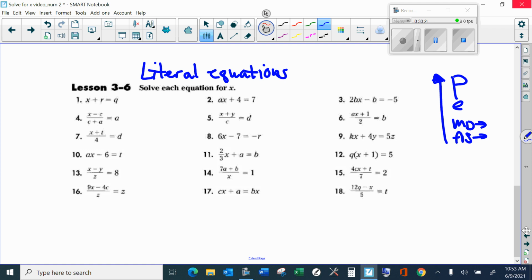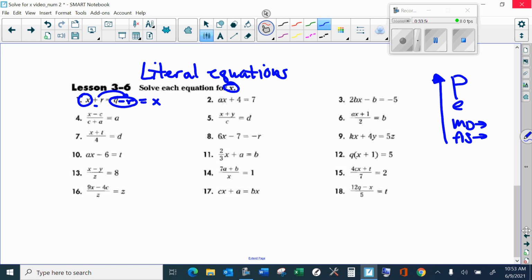So in this case, it's solve each equation for x. So I'm solving this for x. Again, I look at the coefficient of the x. It's positive, so I'm going to leave it on the left side. And so that means I need to subtract, get the r to the other side. So the opposite of plus is minus. So I'm minusing r. So that is what x equals, q minus r.